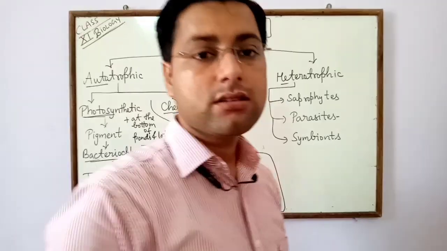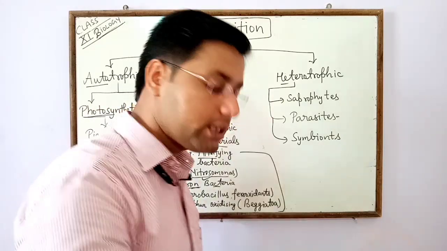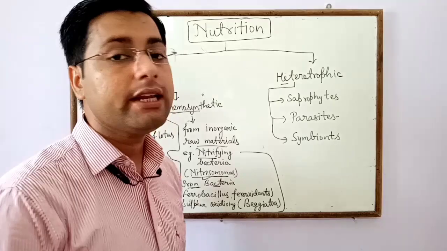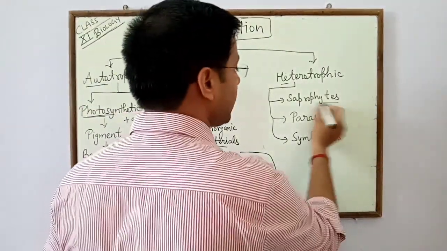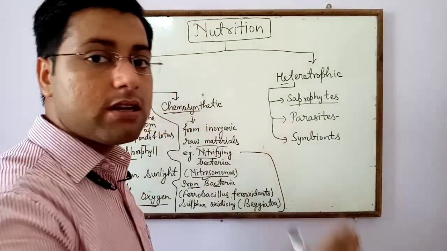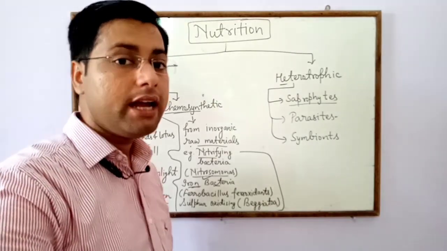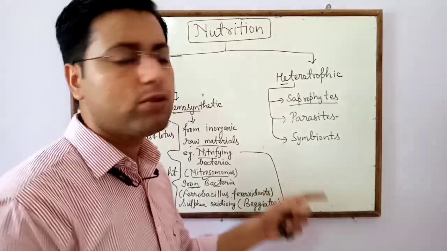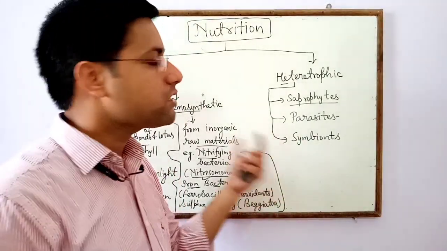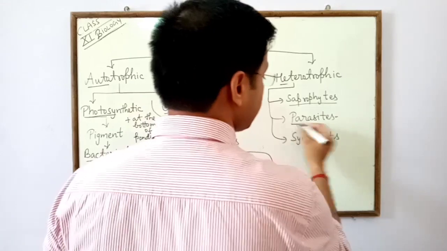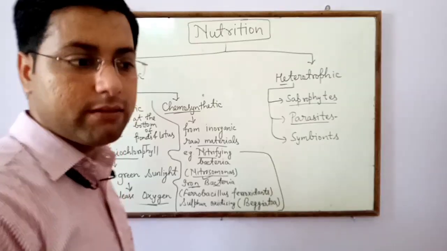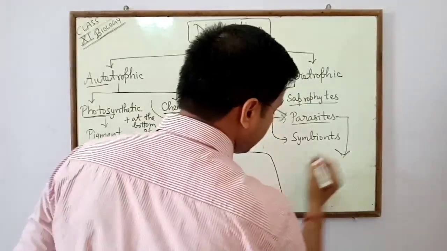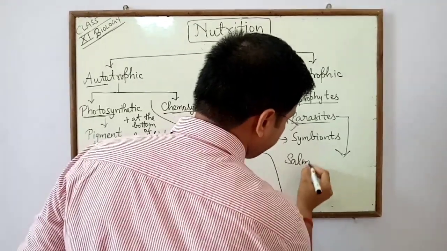In heterotrophic, some bacteria depend on other living or non-living bodies for their food material. In the case of heterotrophic, saprophytes. Saprophytes means some bacteria depend on dead and decaying organic matter for their food material. So they are called saprotrophs, and their mode of nutrition is called saprophytic nutrition. Some bacteria depend on a living body, in plants or in animals, like parasites such as Salmonella typhimurium.